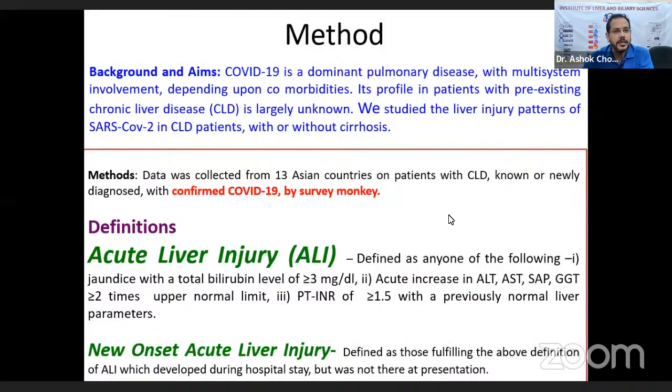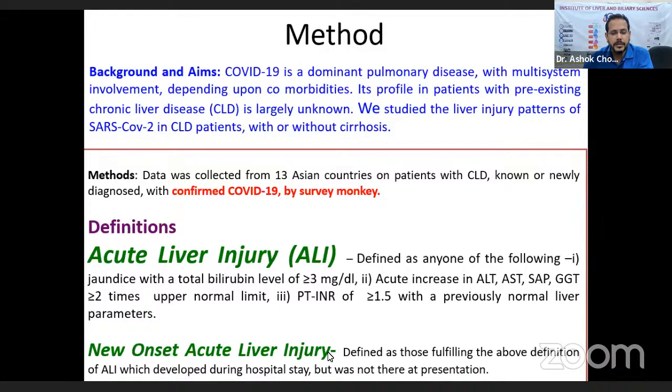We have taken 13 Asian countries, 62 co-investigators. We defined ALI, that is acute liver injury, as bilirubin more than 3, enzymes of any AST, ALT, SAP or GGT increased more than 2 times the upper limit, INR more than 1.5, with previously normal liver parameters. That is called acute liver injury.